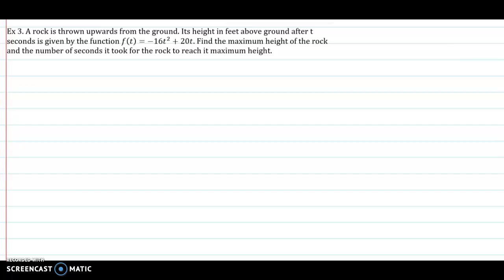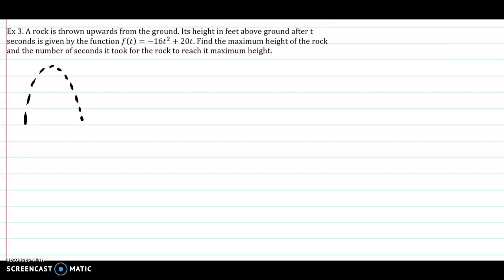All right, and here's our last example. So it's a word problem. A rock is thrown upwards from the ground. Its height in feet above the ground after t seconds is given by the formula f of t is equal to negative 16t squared plus 20t. Find the maximum height of the rock and the number of seconds it took for the rock to reach its maximum height. So we're talking about something that is being thrown this way.